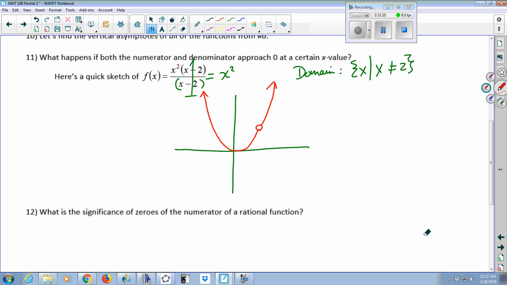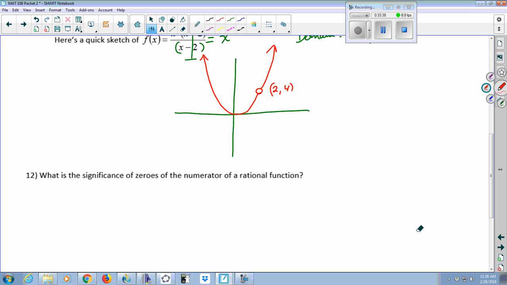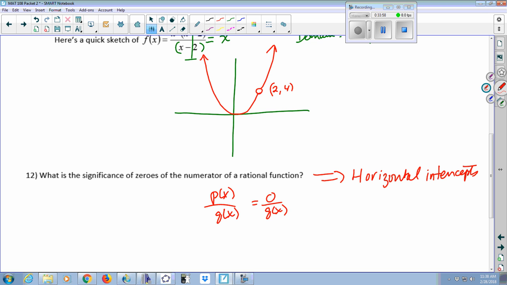All right, so values that make your denominator 0 don't always produce a vertical asymptote. Sometimes if that same value makes your numerator 0, you're going to get a hole, there at (2, 4) in this case. And we just talked about the significance of zeros in the numerator. That's what gives us our horizontal intercepts, when our numerator is 0. When you set your numerator equal to 0, that's the only time you can get your x-intercepts, your horizontal intercepts.